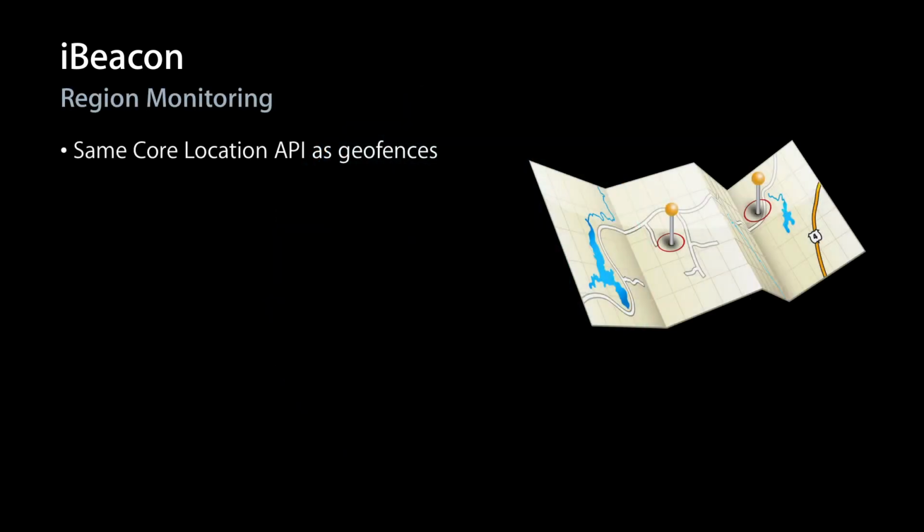Now, region monitoring, as I mentioned, uses the same core location APIs that we've had for a good number of releases, I think back to iOS 4. And we use those APIs for doing geofencing, right? For doing notifications of when a device moves into or out of a geographic area. Now, those are great APIs, and we're using the same API for doing what we call beacon regions, an area defined around an iBeacon.